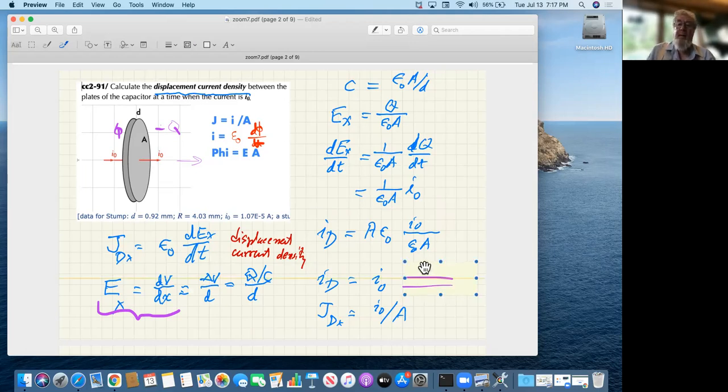That's one of the ways that Maxwell saw that for consistency, there had to be something playing the role of current where there's a change of electric field. And of course, the problem is to calculate the displacement current. So that's I0, which is given in the problem, divided by A, which is also given in the problem. So that's an example of displacement current.